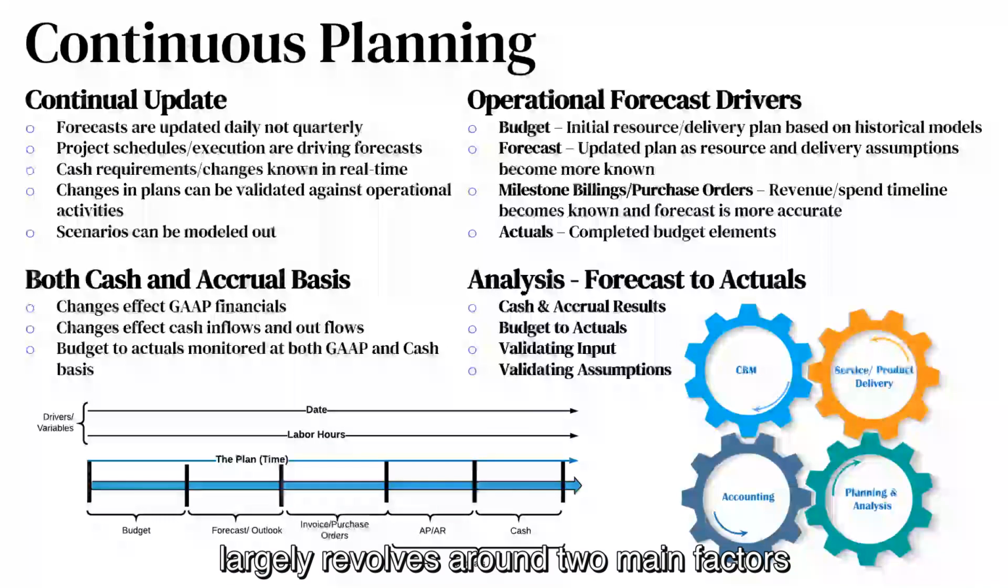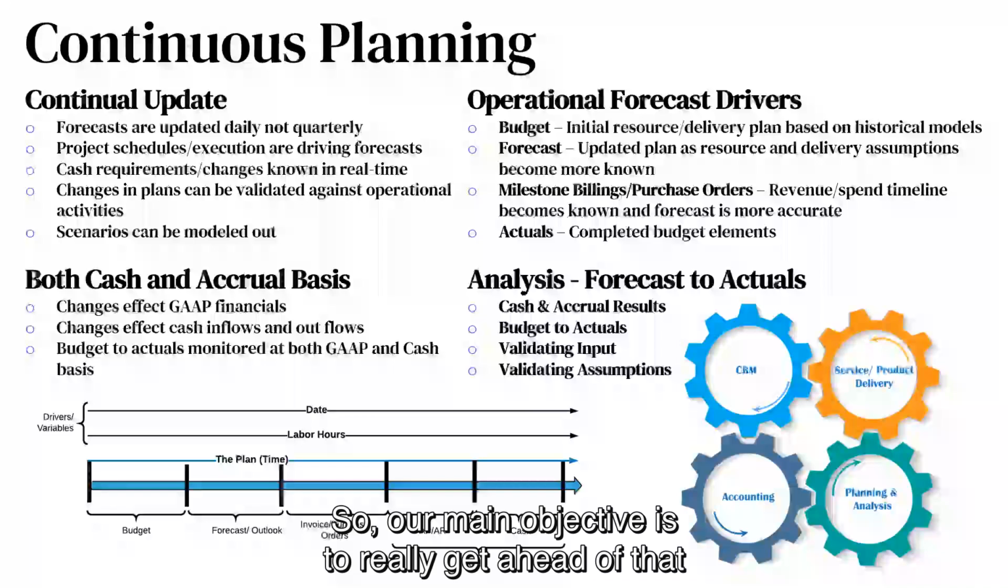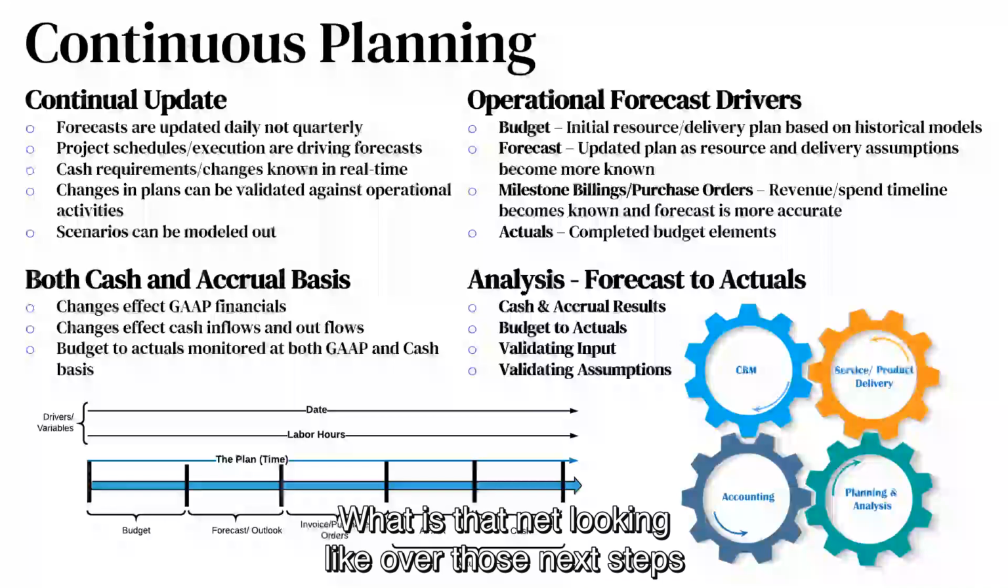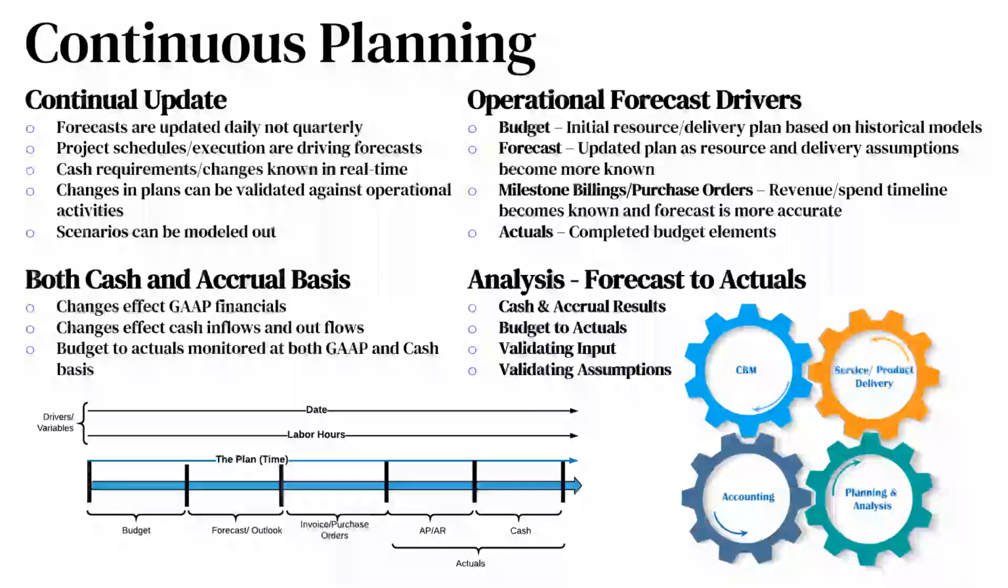And you really nailed it, Jim. It's the revenue and expense recognition, the accrual side, and then, as we say, cash is king, the cash side of the inflow and outflow. So our main objective is to really get ahead of that and have an understanding of how we will be recognizing revenue. What will our gross profit look like over the next 30, 60, 90 days? And then what is our inflow of cash and outflow of expenses? What is that net looking like over that same time period?